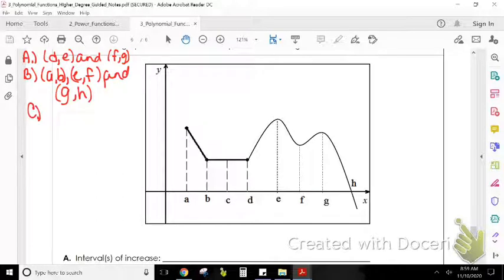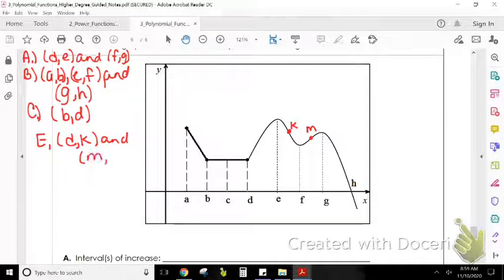C says the intervals of constancy. So where's it constant? It's constant from B to D. D says mark and estimate 2 inflection points, K and M. So remember that's where it's changing concavity. So K and M, so just estimates. So our graph is going to be concave down from D to K and from M to H. Kind of running through this quick because the bell just rang. It's going to be concave up from K to M.